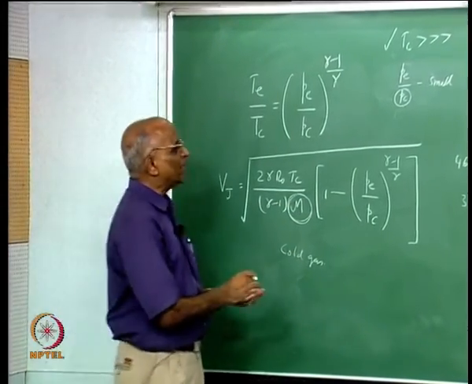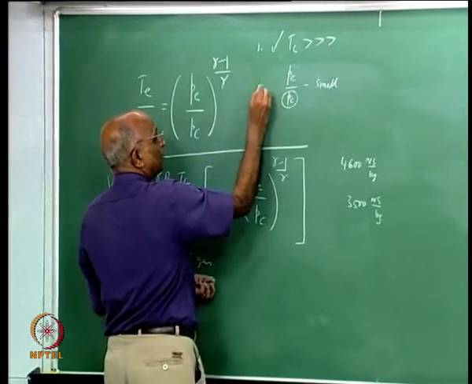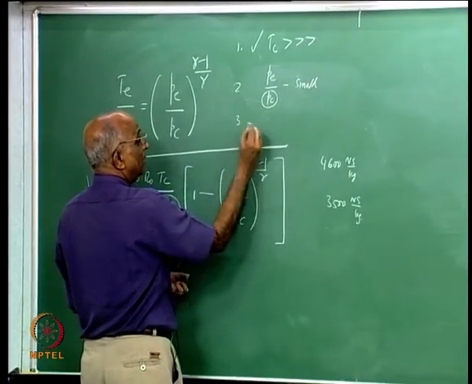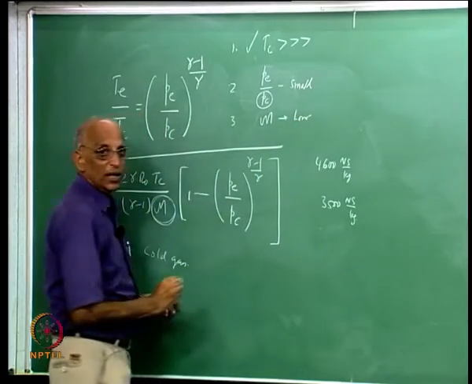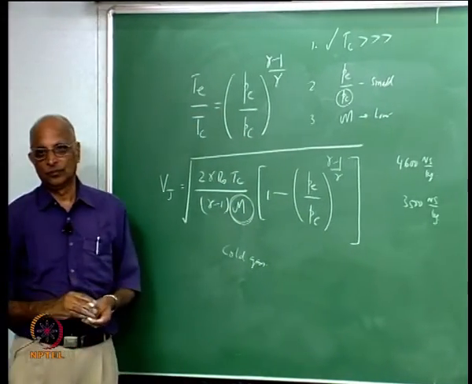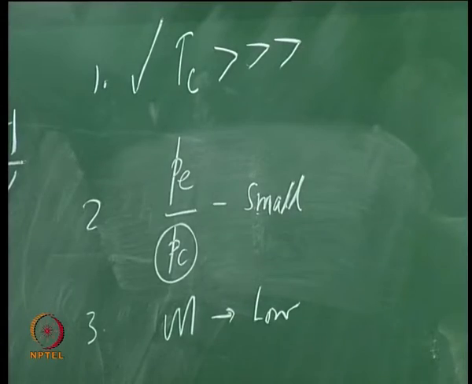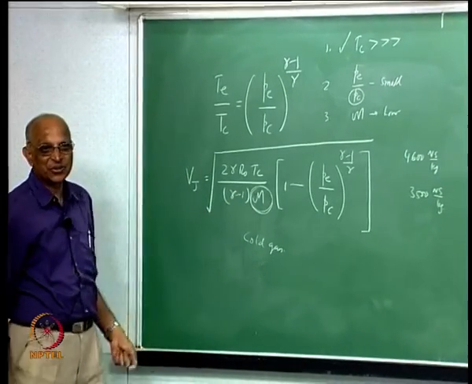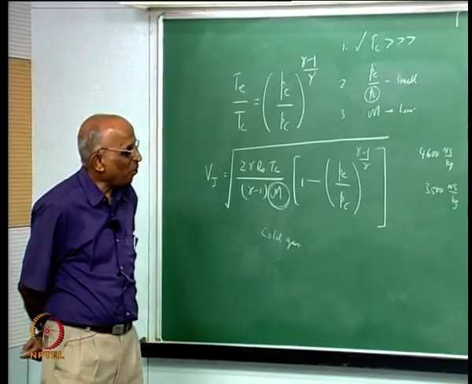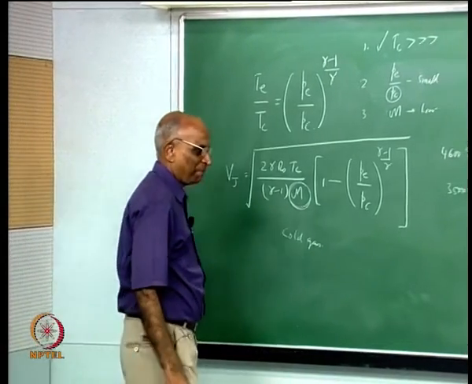Therefore, I think we must be very clear. Let us put: 1, temperature; 2, PE; 3, molecular mass, which must be as low as possible. Can you say what must be gamma now? We are left with one small thing, the others we have already discussed. Should gamma be small or large, and if so, why?